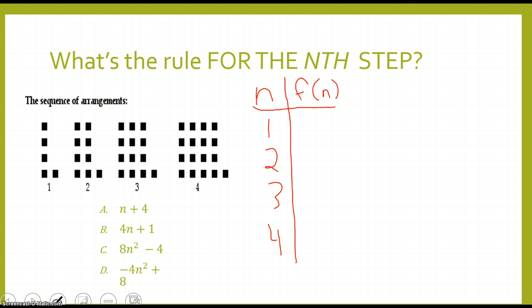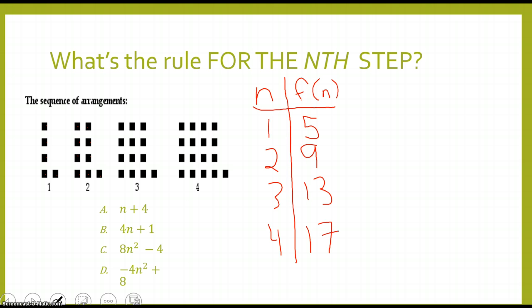So, looking at the first object, I have 1, 2, 3, 4, 5 squares. So next to the 1, I'm going to write a 5. Looking at the second object, I have 1, 2, 3, 4, 5, 6, 7, 8, 9 squares. So I'm going to write a 9 next to the 2. On the third object, I have 13 squares. And on the fourth object, I have 17 squares.